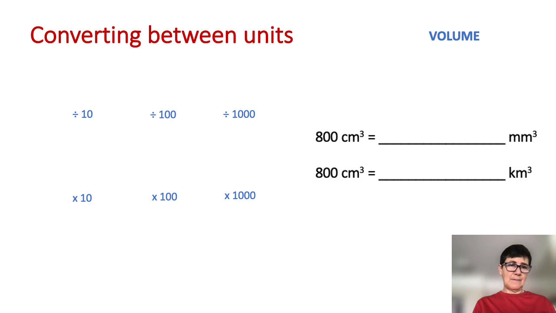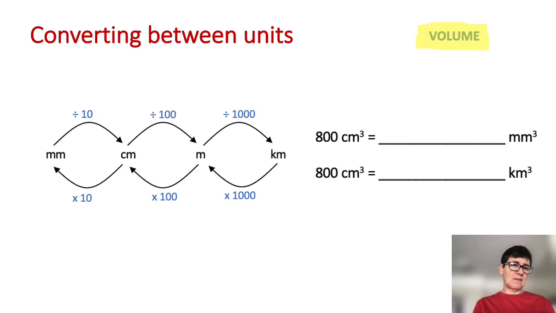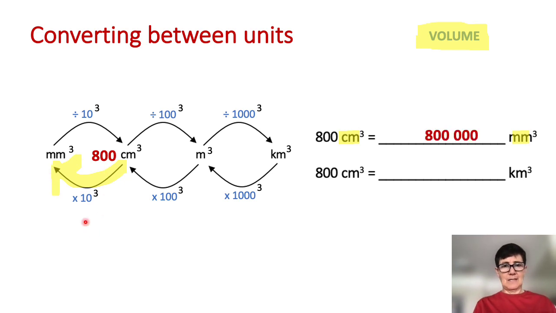Same with volume, right? So the same millimetres, centimetres, metres, kilometres. We know that volume is to the power of 3, so everything is going to be to the power of 3 this time. So if I have 800 centimetres cubed, and I'm turning them into millimetres cubed, I'm going to go this way. And I'm going to take 800 and times it by 10 to the power of 3. I get 800,000.